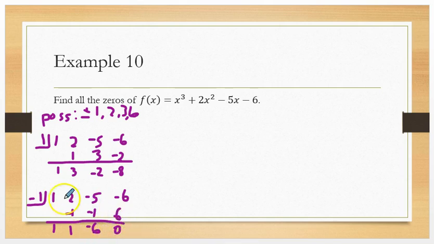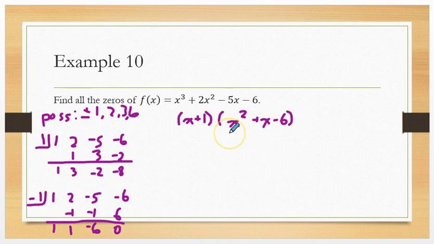So since -1 is one of the roots that actually worked, that factor would be x plus 1. Because if I took this factor, set it equal to 0 and solved, I would get -1 for an answer. So if -1 is the answer, then x plus 1 is the factor. The sign flips, basically. And then what I have underneath the synthetic division is 1x squared plus 1x minus 6.